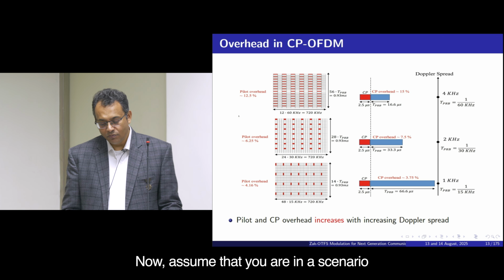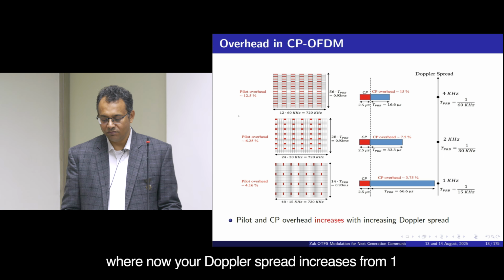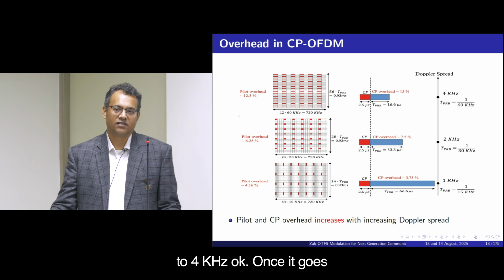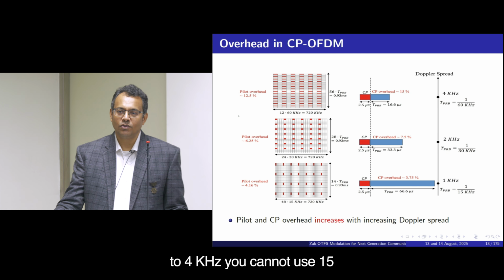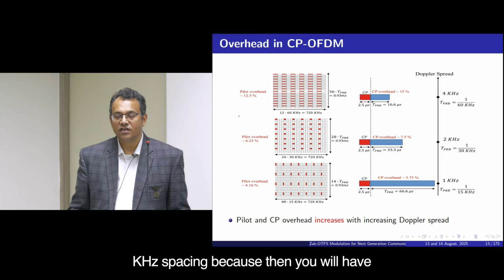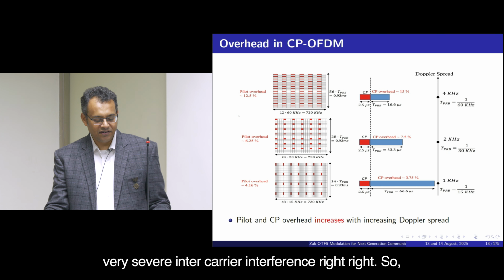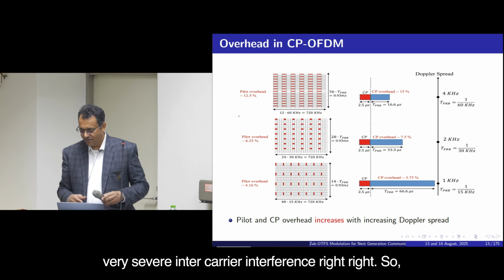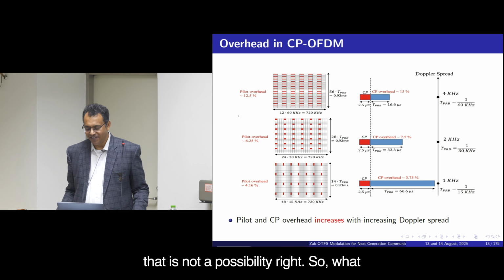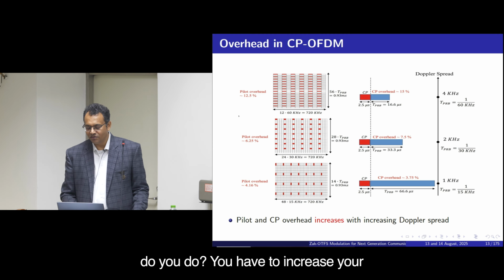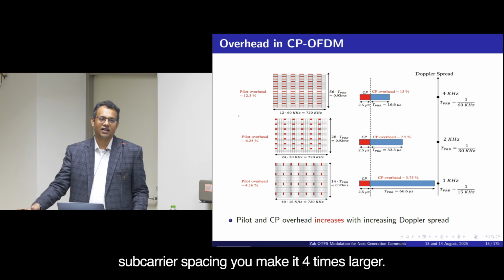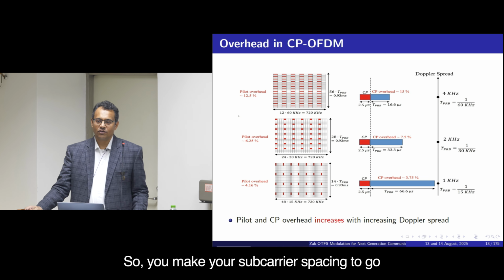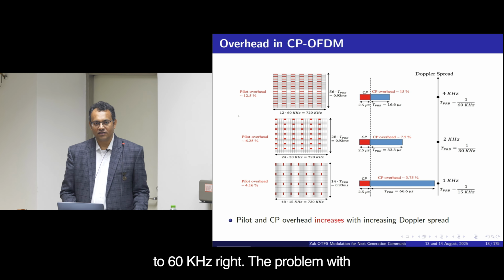But now assume that you are in a scenario where now your Doppler spread increases from 1 to 4 kilohertz. Okay? Once it goes to 4 kilohertz, you cannot use 15 kilohertz spacing, because then you will have very severe inter-carrier interference, right? So, that is not a possibility, right? So, what do you do? You have to increase your subcarrier spacing, you make it 4 times larger. So, you make your subcarrier spacing go to 60 kilohertz, right?